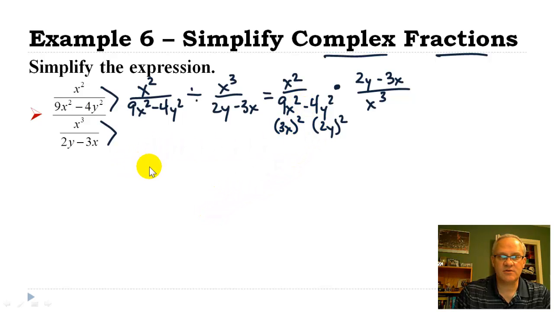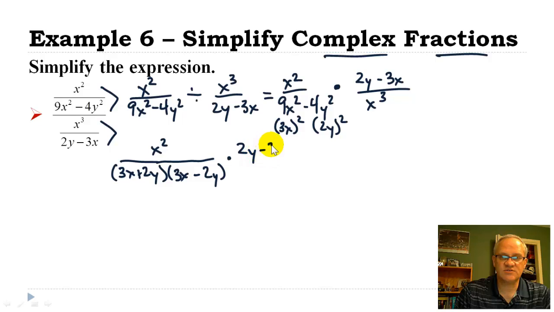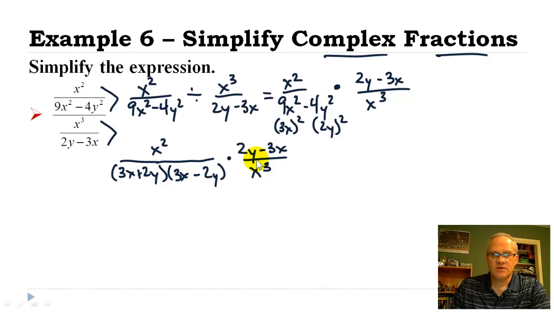And so remember, the pattern goes 3x plus 2y, 3x minus 2y. And then on top we have x squared, and times 2y minus 3x over x to the third. All right, we're getting closer. So now we've got it factored. Let's start canceling some stuff. I got this x squared, which could totally cancel, and cancel that and leave me with an x.